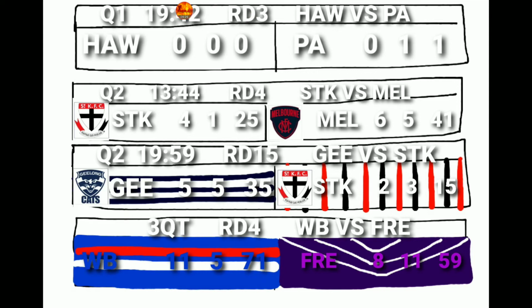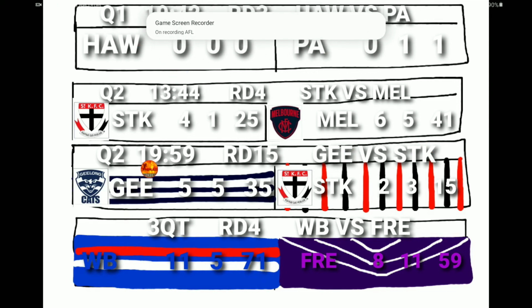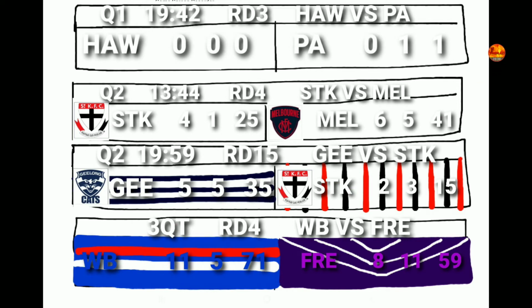So we're going to start off with Hawthorn, Port Adelaide. Then we're going to work our way down to St Kilda, Melbourne. Then we're going to go Geelong and St Kilda, and then the Western Bulldogs and Fremantle. So you see here, 2 will have no logos, 2 will. So we're going to start off with the Hawthorn, Port Adelaide.